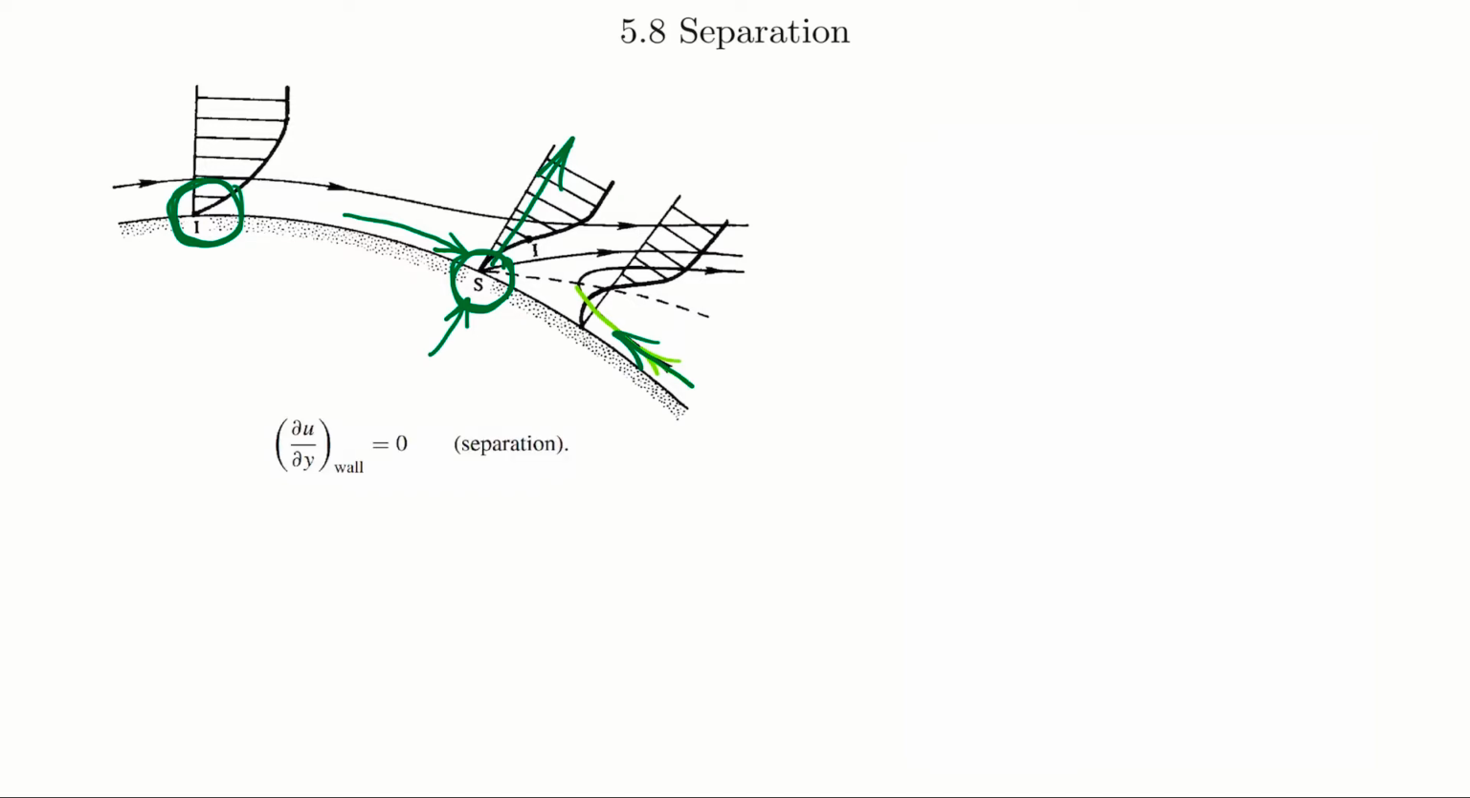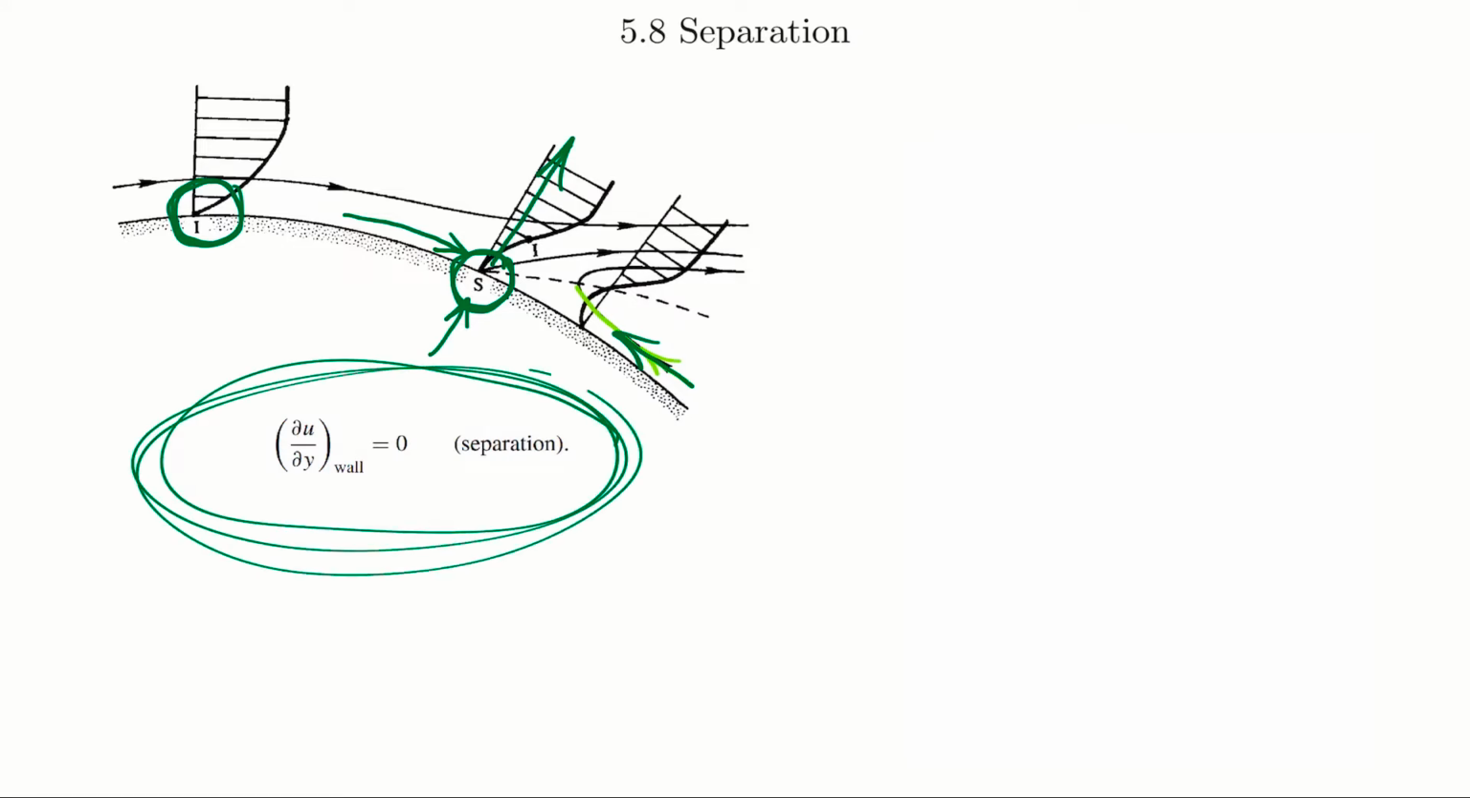And so at the wall, we see that's the point where our du/dy at the wall equals 0. That's our separation point. The figure actually shows as well that at the point of separation, we have a streamline that intersects the wall at a definite angle. That's shown right here.